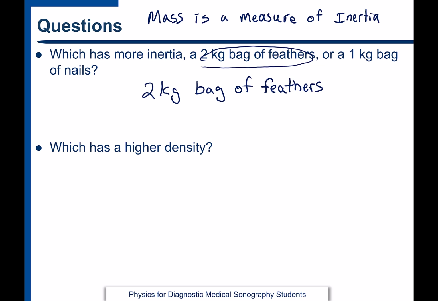Which has a higher density? Well, we know that metal is going to have a much higher density than feathers, and so the higher density would definitely be the nails. And you can imagine, again, to get 2 kilograms of feathers, you'd need a huge bag of feathers. To get a couple kilograms of nails wouldn't take a very, very big volume at all.